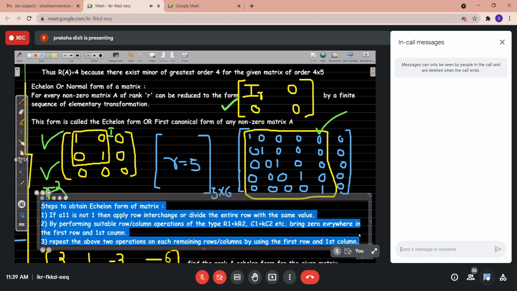Now we know what is rank of a matrix, how to calculate rank of a matrix, and now we have gone through the echelon form of a matrix, which uses the rank value to get echelon form, isn't it? So let us see an example to find the echelon form of a matrix, or to find the rank of a matrix using echelon form of a matrix. So let's take an example.